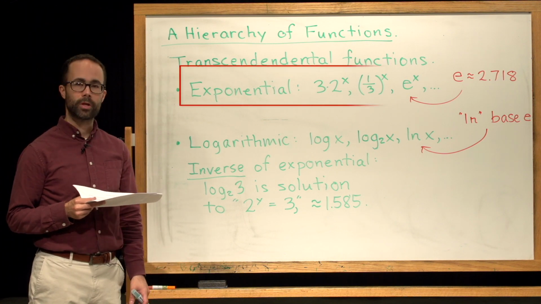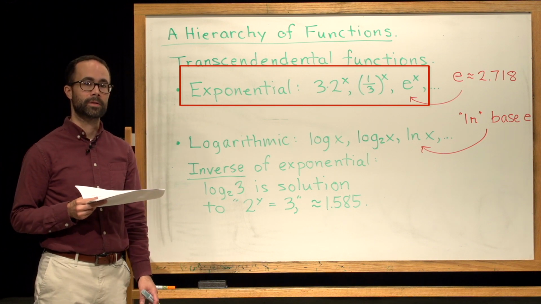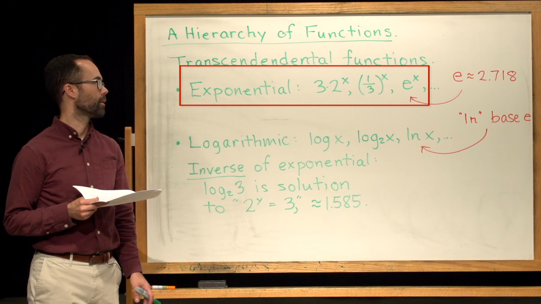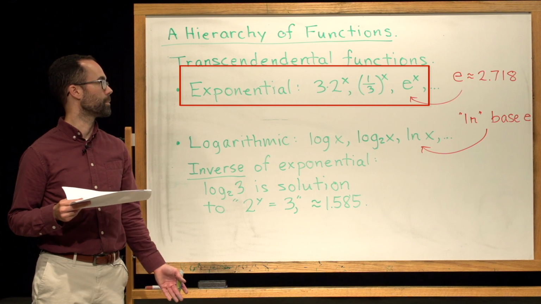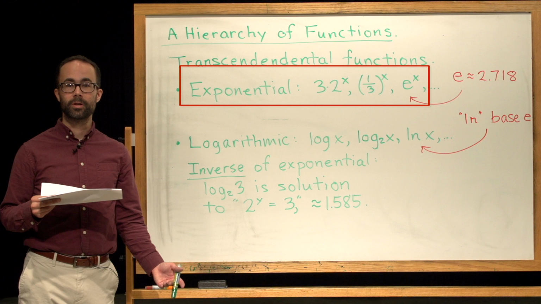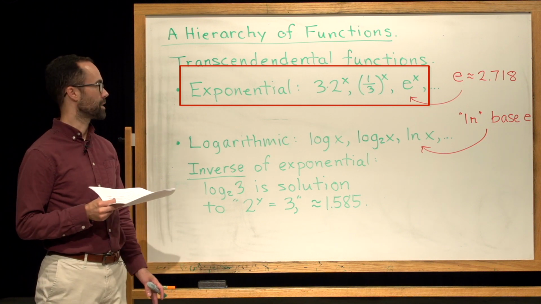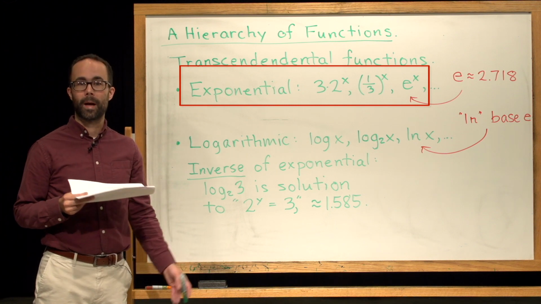So we'll call a function exponential if it has the variable x in the exponent. And so I've written out a few here that are good examples of exponential functions. So we might have 3 times the power 2 to the x. That's exponential. We may have a fraction to a power of x. So 1/3 to the x power, that's exponential. And then we may have simply a number to the power of x.